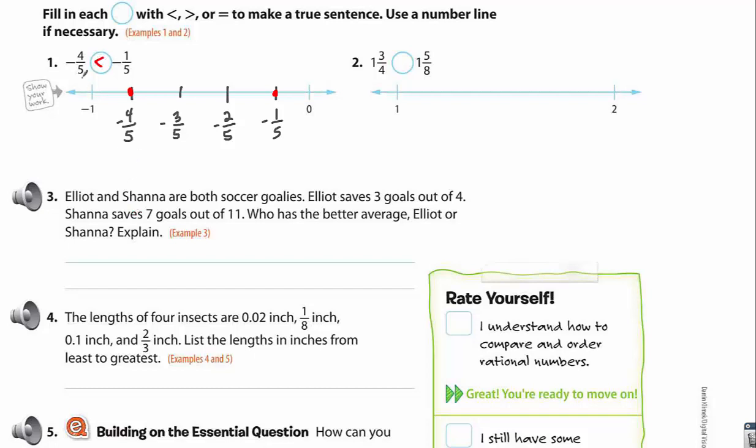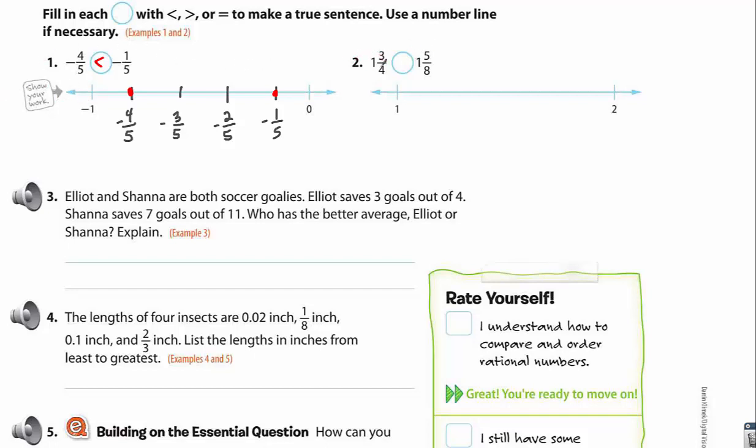It's less than. The other thing you can do is you can say, well, this is more fifths. So it's closer to negative 1 than this is. And the closer it gets to negative 1, the smaller it's going to be. Getting past negative 1 gets even smaller.